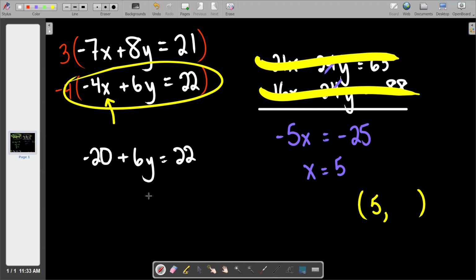To take away a negative 20, you have to add 20. So we're going to add 20 to both sides, giving us 42. And then thank your 4th grade or 5th grade teacher or your parents, whoever forced you to learn your times tables. What's 42 divided by 6? That's right. So there you go.